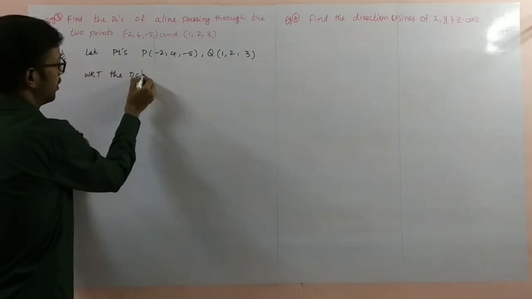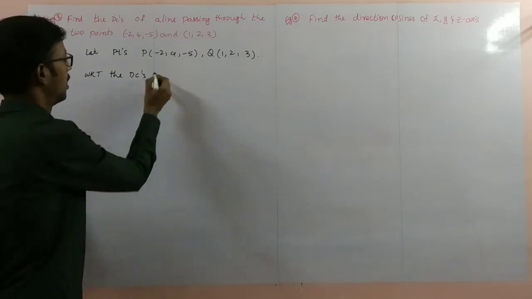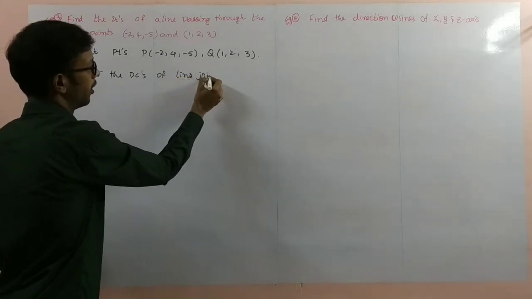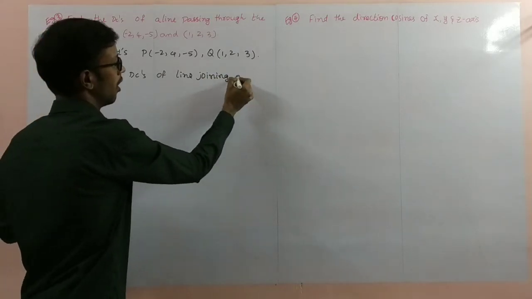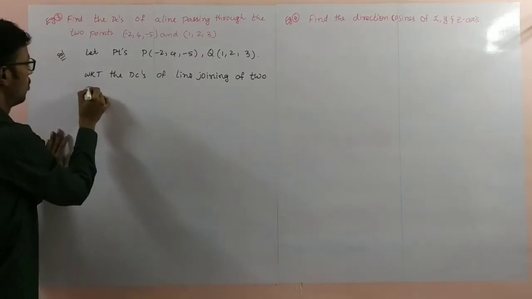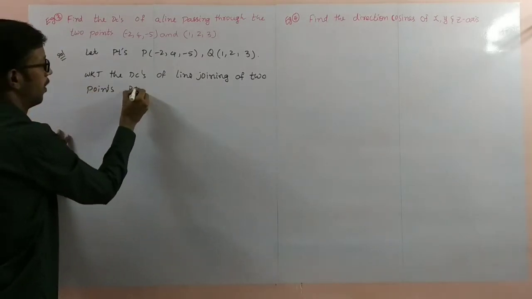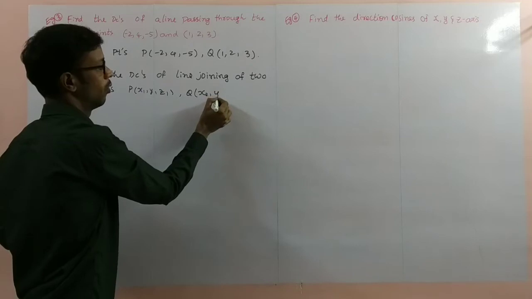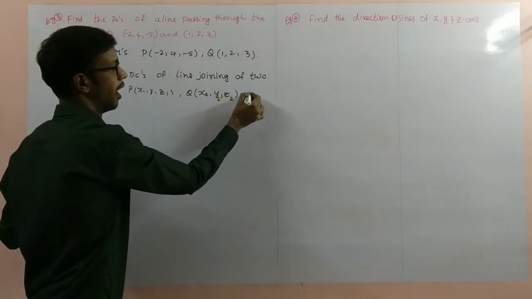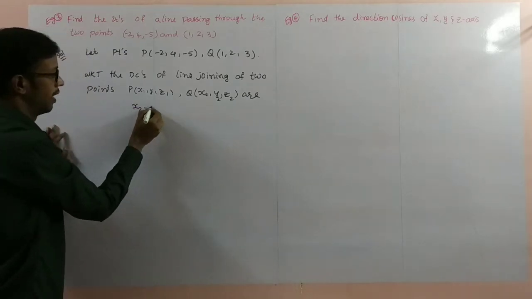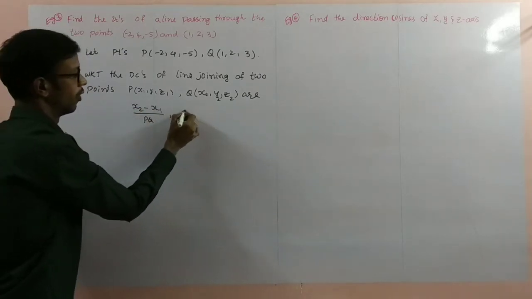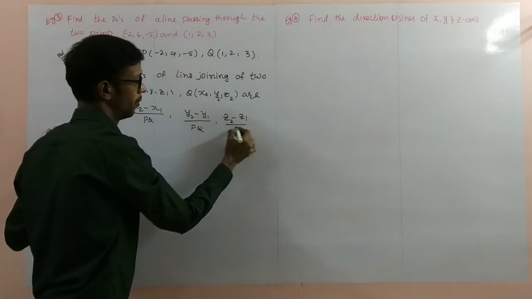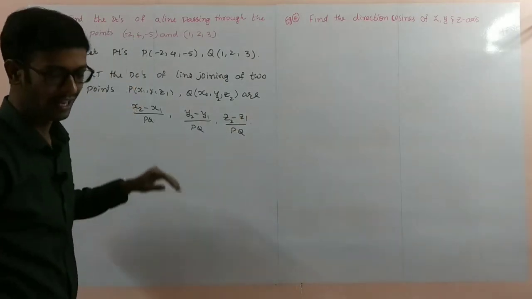the direction cosines, DCs, of the line joining the 2 points P of x1, y1, z1 and Q of x2, y2, z2 are x2 minus x1 by PQ, y2 minus y1 by PQ, z2 minus z1 by PQ. This is the formula of direction cosines.